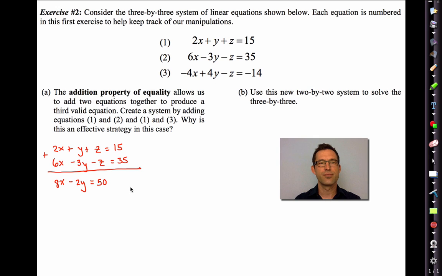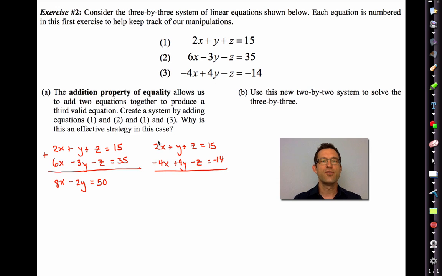All right, let's take a look at what happens when we add equation 1 with equation 3. Let me write that down again. I know that's a little bit irritating. Lots of writing in these problems. This takes me a little while to write it all down.